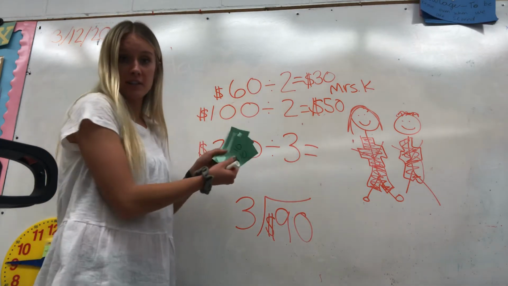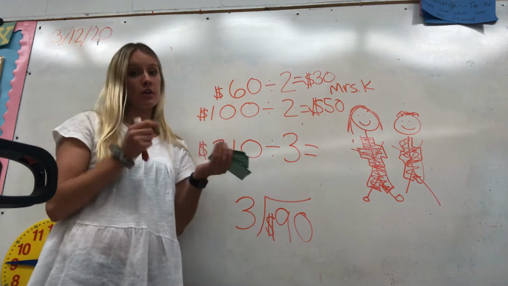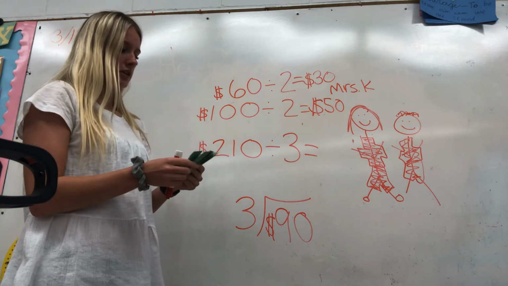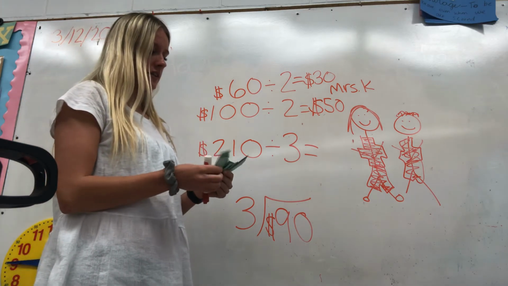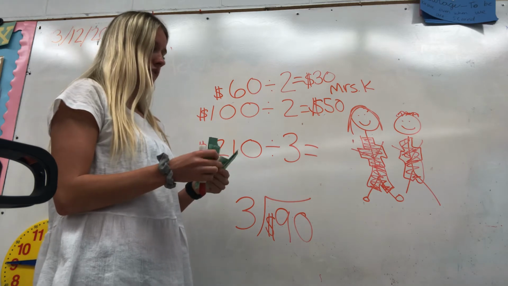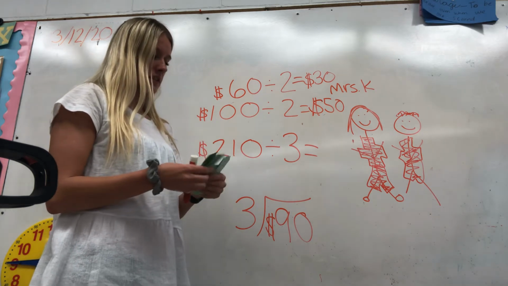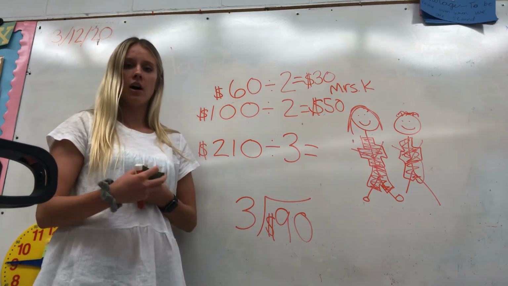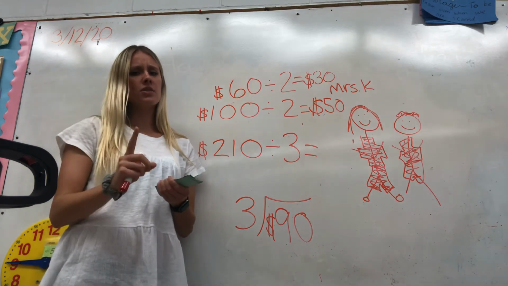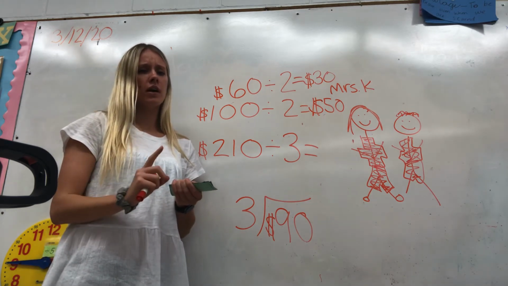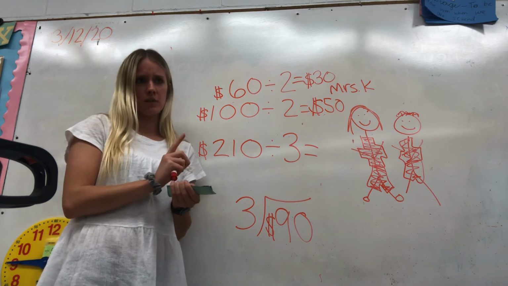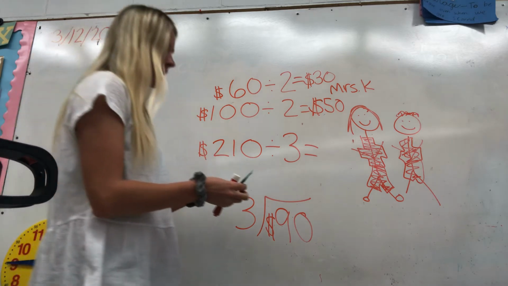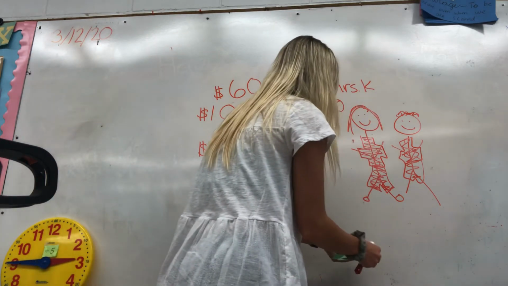I got all this money right here, and I got to split it between all 3 of us. So let's see here. 1, 2, 3, 4, 5, 6, 7, 8, 9, 10, 11, 12, 13, 14, 15, 16, 17, 18, 19, 20, 21. Well, in my head, I know that 7 times 3 is 21. So I'm going to give each of us 7 monies.